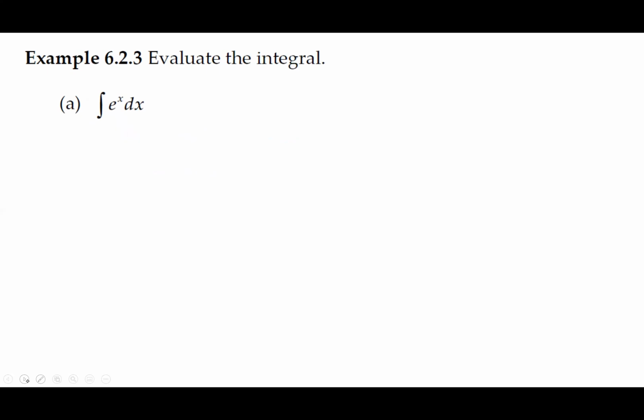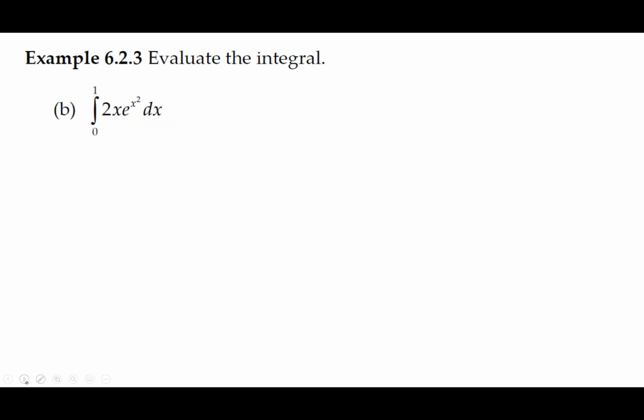So the integral of e to the x. In other words, what function's derivative is e to the x? Oh, well, e to the x. Well, e to the x plus a constant, okay?